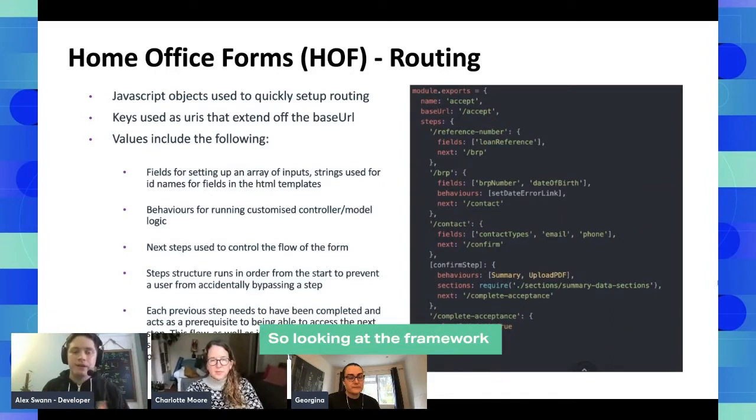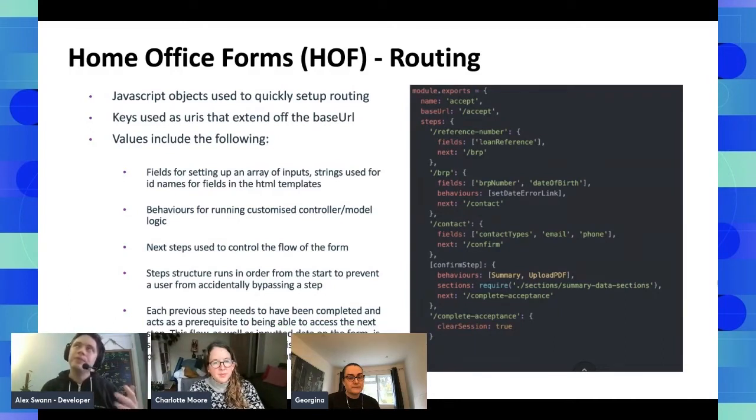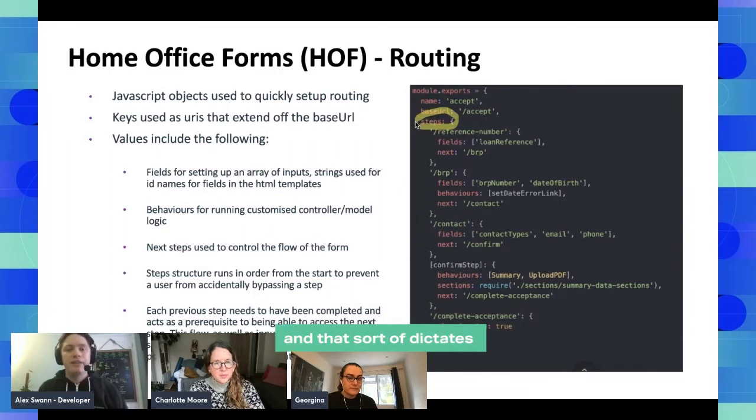So looking at the framework, here is an example of how we configure our routing. So let's just get into it. This is an example of our routes file, let's say, of the service that extends off that framework. We have a steps section here, and that dictates the URIs that the user would move page by page through the form.